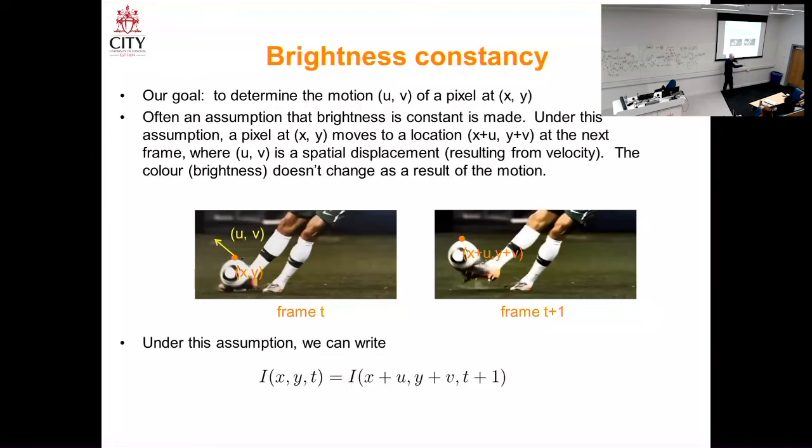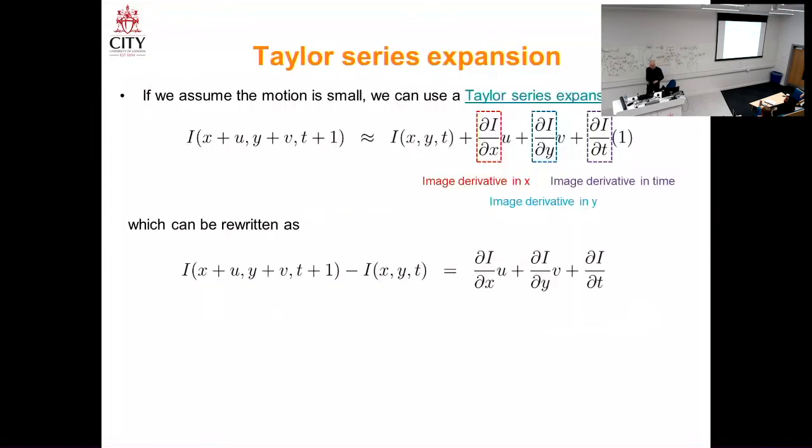So my frames are arranged temporally. And then I'm just going to move displacement u, v along x and y, and go find that point. Does that make sense? So with the brightness constancy assumption, we can write this equation, and now we can do some mathematics.